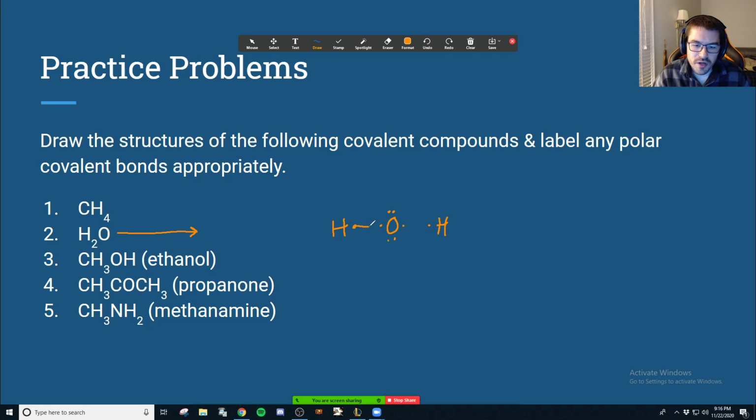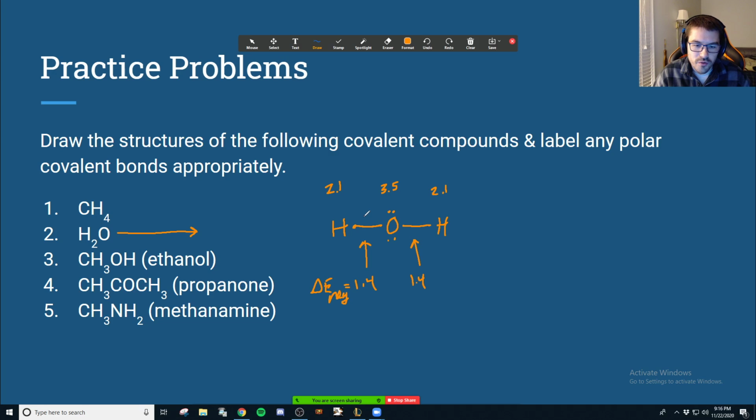Okay, so I'm going to connect these lines here, right? We've satisfied the octet rule for oxygen and the duet rule for hydrogen, but what we've established is that the electronegativity difference across this bond and across this bond is 1.4, right? That's the difference in electronegativity across each bond.